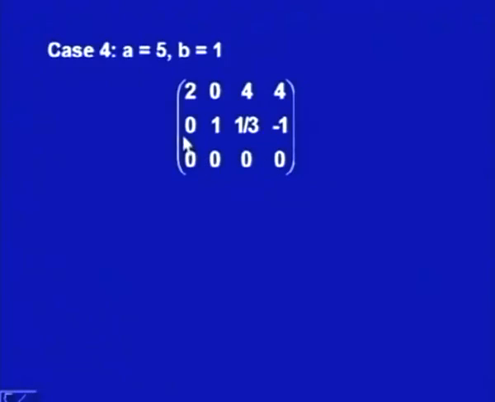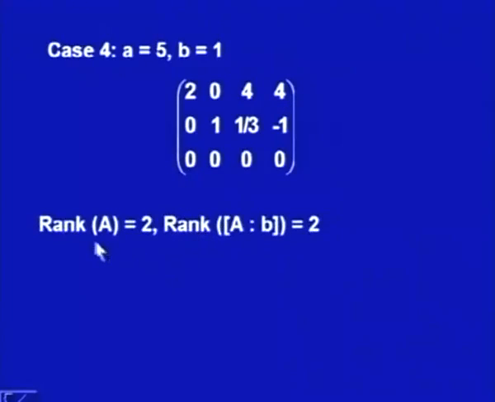Now let us see what the rank of the coefficient matrix is. It is not 3, that's clear, but this submatrix has a non-zero determinant. So the rank of this coefficient matrix will be 2, and similarly if you consider the complete matrix, the rank of this augmented matrix will also be 2. So rank of A is equal to 2, rank of A:B is equal to 2. That means this system may have a solution. It is not inconsistent, it is a consistent system.